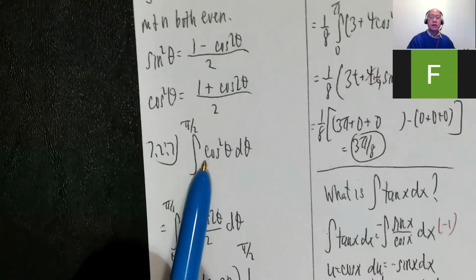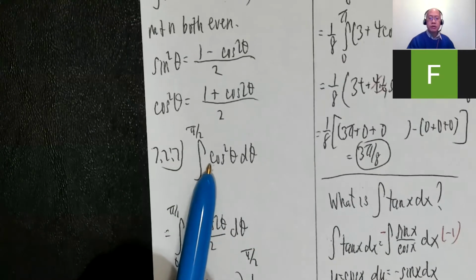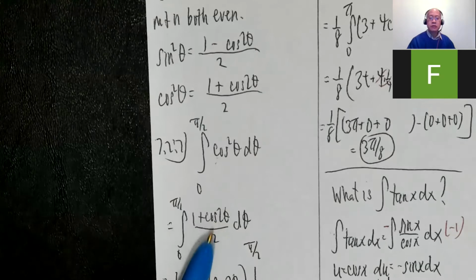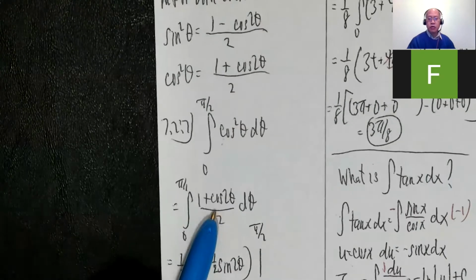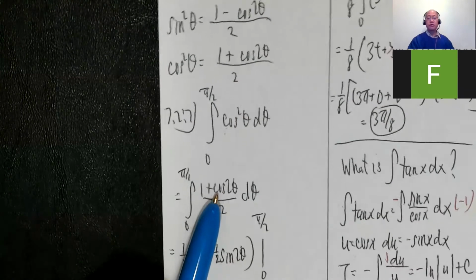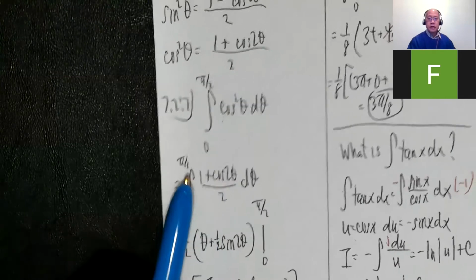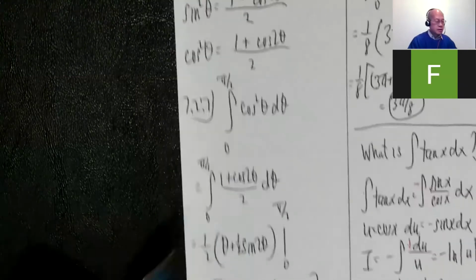So the way to tackle this is to immediately change cosine squared theta into 1 plus cosine 2 theta over 2. So the exponent is now 1. Once the exponent is 1, we can deal with it. So I'm taking the integral from 0 to pi over 2. That's a 2 there.